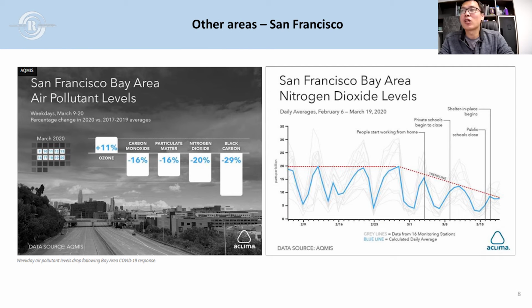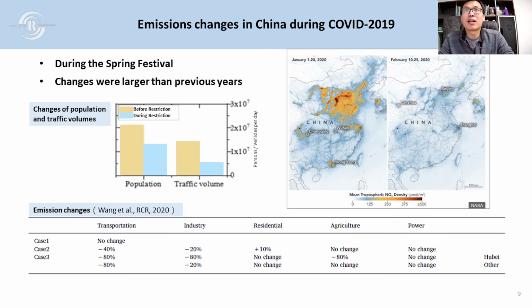So in San Francisco, we also see that ozone has an increase of 11%, while other pollutants reduced by more than 16%. And especially this ozone increase, people think it's related to NOx reductions. So this tells us that reduction of emissions cannot only result in reduction of pollutants, but for some pollutants it might increase the concentrations.